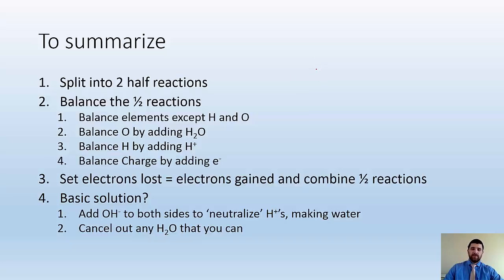I have a stupid little thing that I do. Once I have a half reaction, I write this out: not O, then O, H, electron. So everything that's not O or H, I balance first, then I balance oxygen, then I balance hydrogen, and then I balance charge. And that's it. Just follow the system. Can't go wrong.